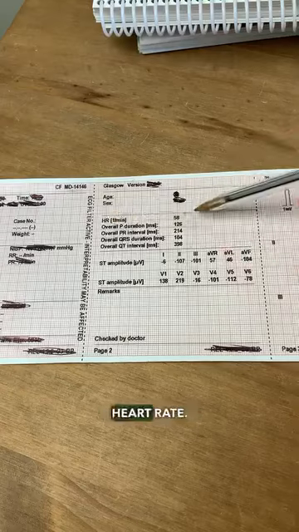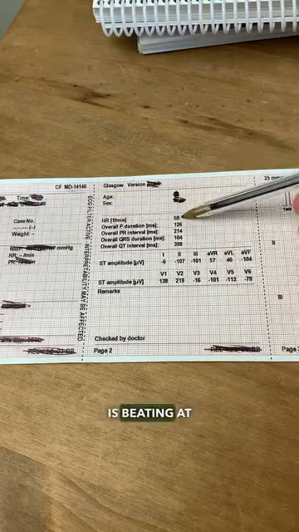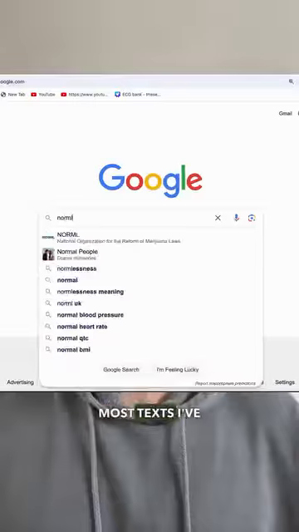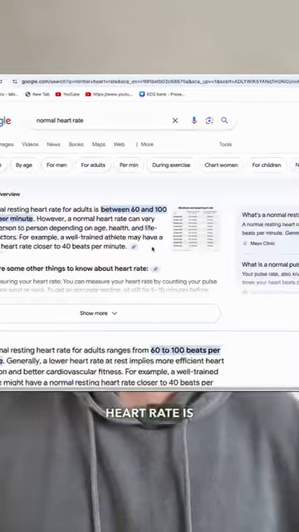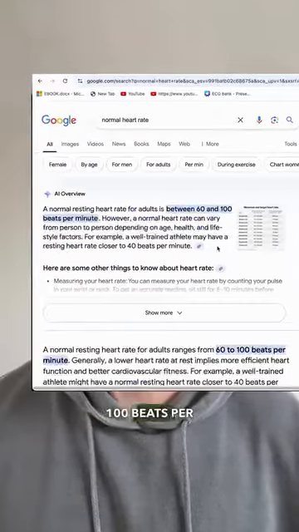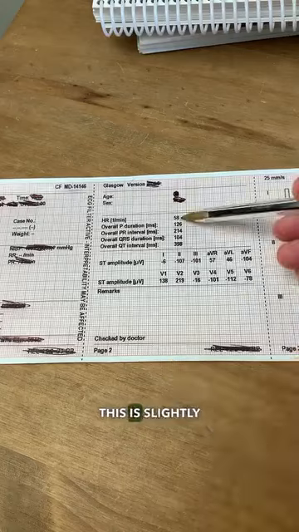HR stands for heart rate. This tells me the heart rate is beating at 58 beats per minute. Most texts I've read class a normal heart rate as between 60 to 100 beats per minute, so according to this metric, this is slightly below normal.